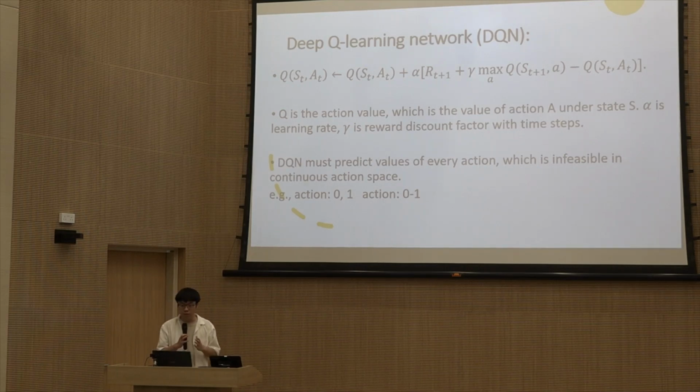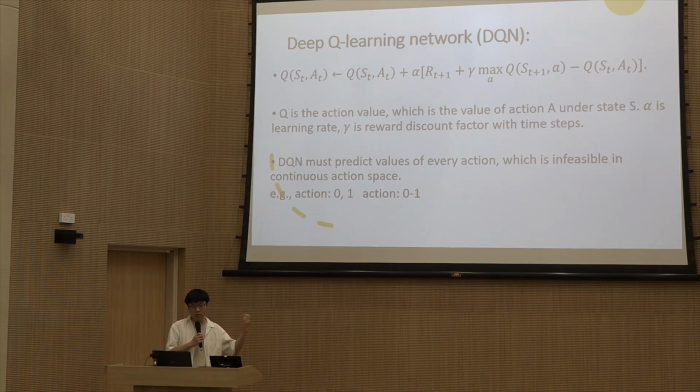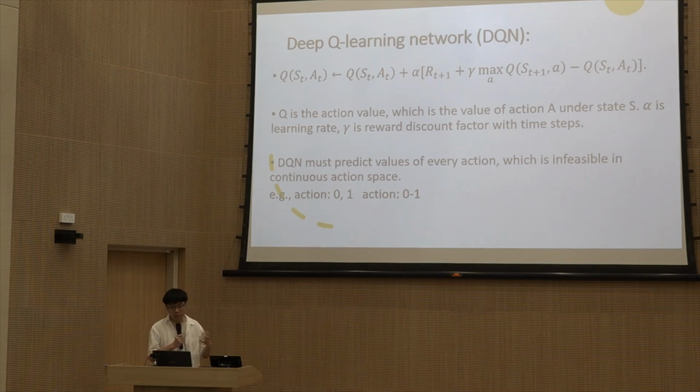So the value of the current action should be equal to the reward plus the discount factor times the value of the best action in the following states. In DQN, we only consider the TD(1) error, so we only consider the current state and the next state. The value of the current action should equal the reward plus the value of the best action in the next state. Here, Q is the action value, which is the value of action A under state S.